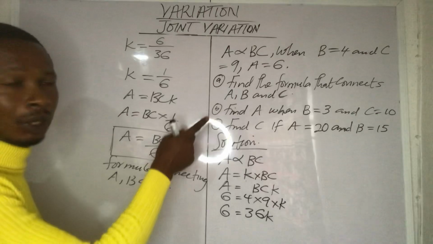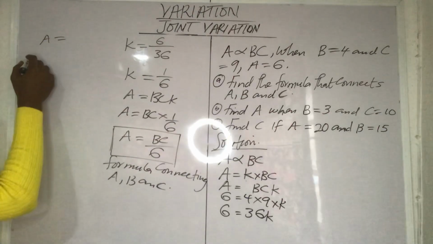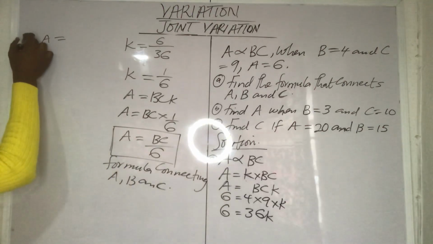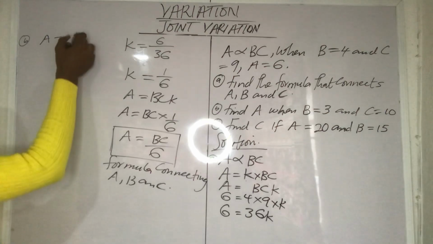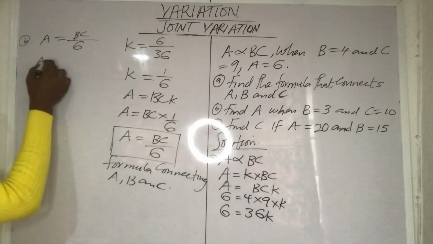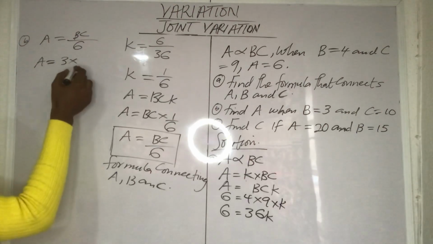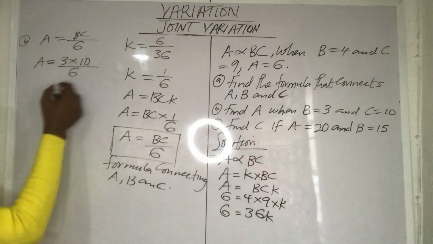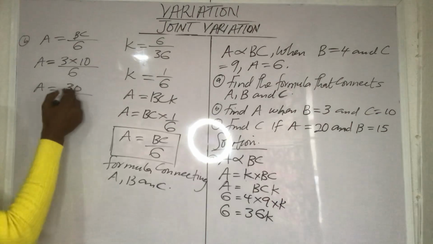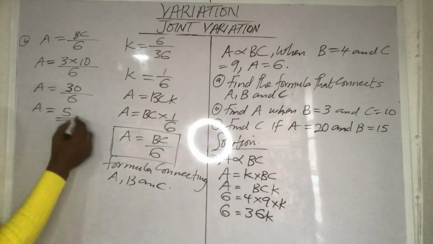Now to find A when B is 3 and C is 10, I will start from this formula. I don't need to go back again. The formula is A is equal to BC over 6. I'm looking for A, B is 3, C is 10, and this is 6. So A is equal to 30 divided by 6. So my A is equal to 5.